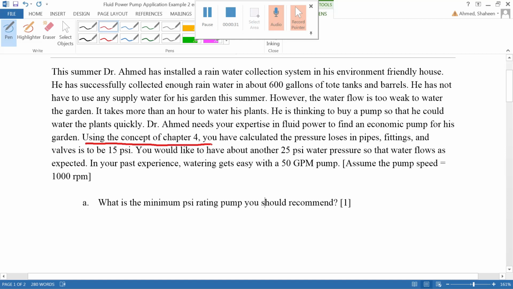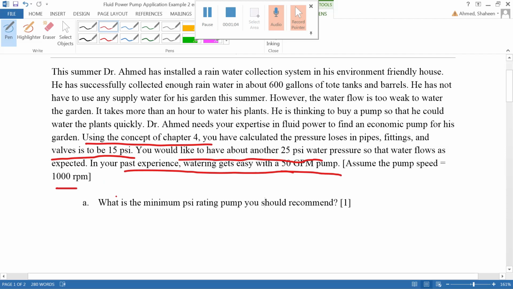What we have learned in module 4, you can calculate the loss in valves and pipes and assume that is 15 psi loss, and then you want about 25 psi at the tip of the water hose, so it gets a little bit easier to water the plants. Also you want some flow, not a very small pump, so about 50 gallons per minute flow, and assume that it runs on 1000 rpm coupled with a 1000 rpm motor.